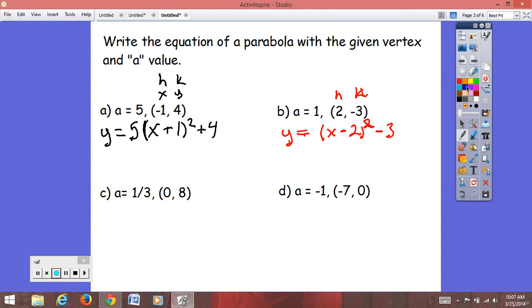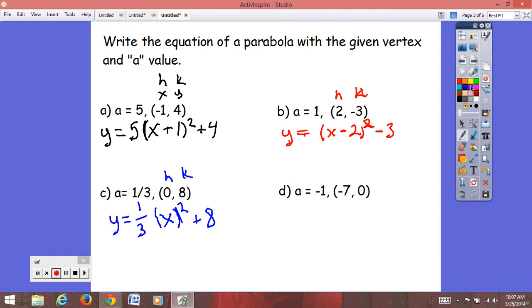Our third one, our a is 1/3, our h is 0, and our k is 8. So our h is 0, k is 8. So y equals 1/3 times x minus 0, which is just x, squared plus 8.